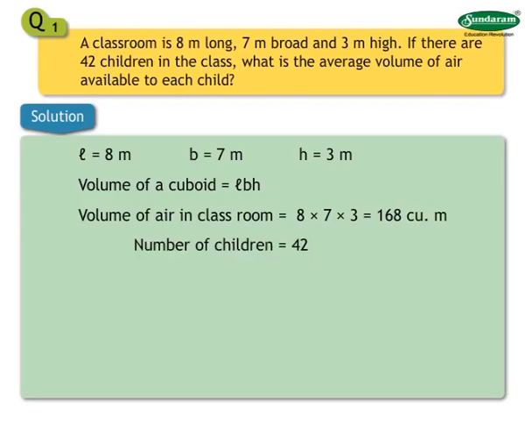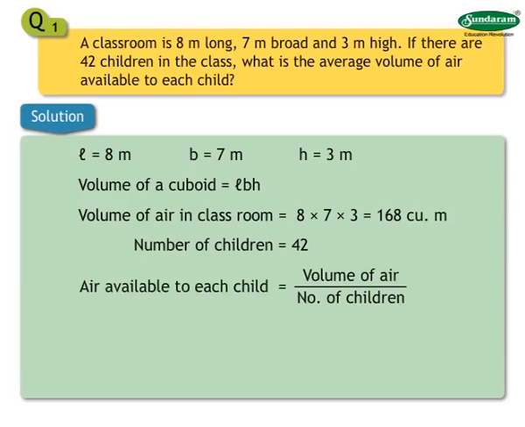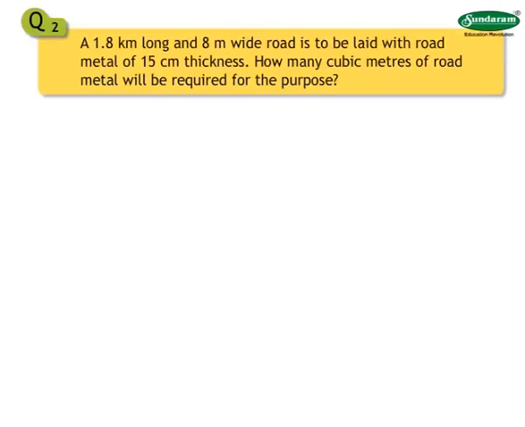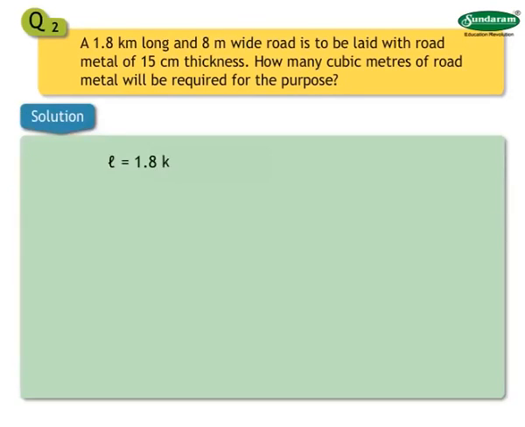There are 42 children. Therefore, volume of air available to each child is volume of air upon number of children, equal to 168 upon 42, which is 4 cubic meters. 2. A 1.8 kilometers long and 8 meters wide road is to be laid with road metal of 15 centimeters thickness. How many cubic meters of road metal will be required for the purpose? Solution. Length is 1.8 kilometers, which is equal to 1,800 meters.